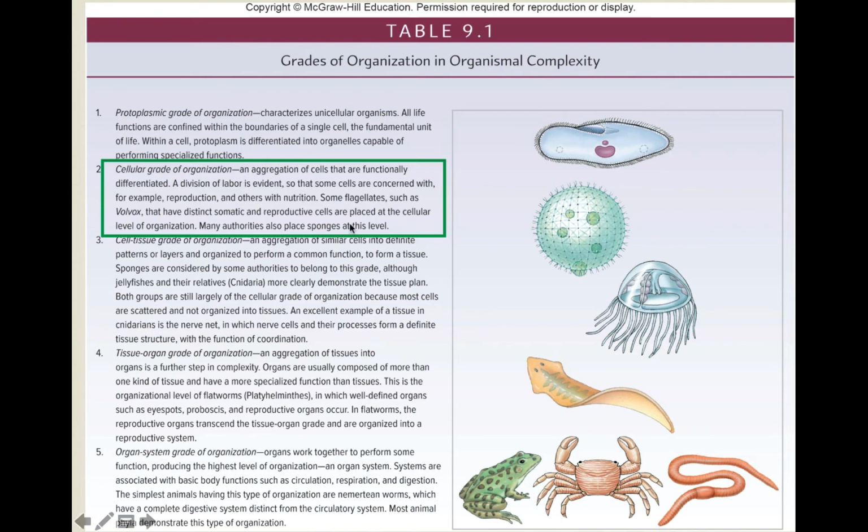So most people put sponges in this level. However, sponges, as we'll see in the next case, could be argued to be put in the cell tissue grade of organization. But here, the earliest animals we're just going to talk about potentially being basically a mass of cells with some degree of specialization, but without true tissues.